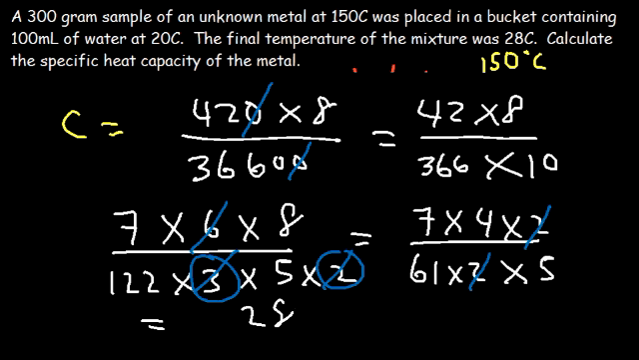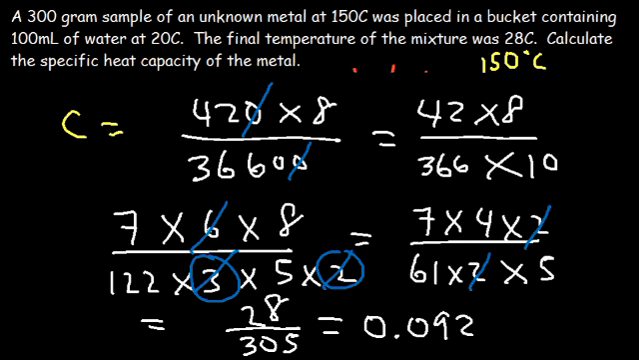So we have 28 divided by 305. So this is going to be less than 0.10 because 30 over 300 is 0.10. Let's use a calculator at this point. We can estimate the answer as being 0.1. 28 over 305 is about 0.092, which is close to 0.1. But this is the specific heat capacity of the unknown metal.